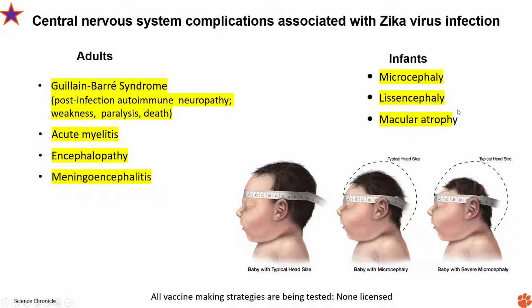On the other hand, for infants, it's microcephaly and macular atrophy. These are basically degeneration of the macula that can also happen. So just know what these things are, all of them are important.